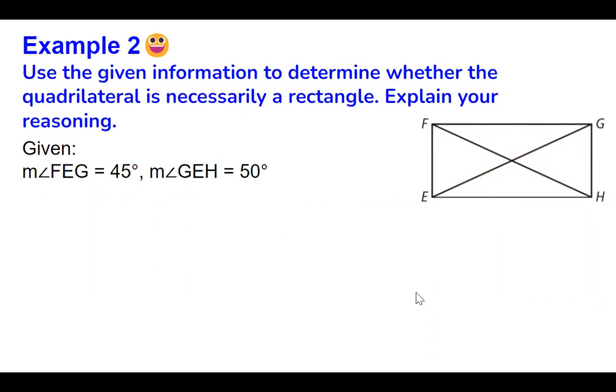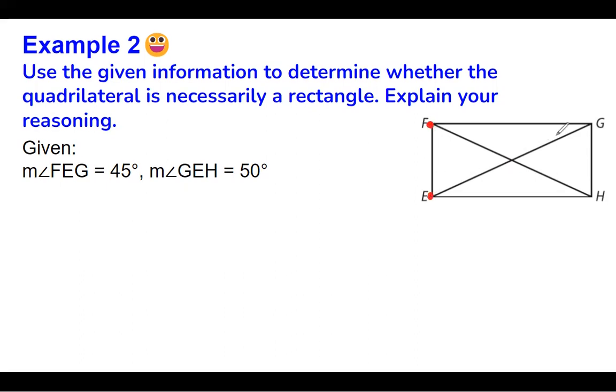Now, from F to E to G, what angle is that one? Right here. And that one measures what? 45. So let's go ahead and label it as 45. The other angle that we're given is angle GEH. So this is this angle right here. This one measures 50. All right, so I want you guys to think about this one. What do you guys think? Is it enough information to tell us that it's a rectangle or not?